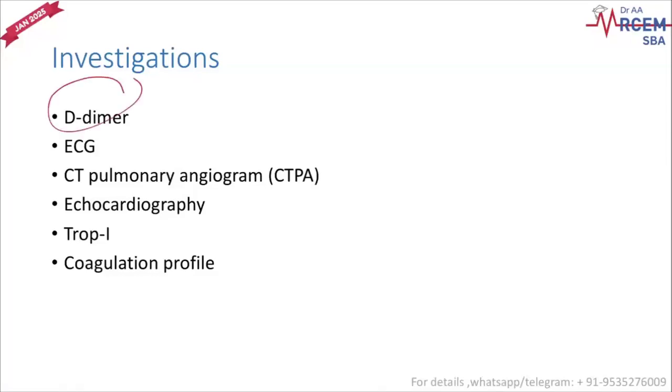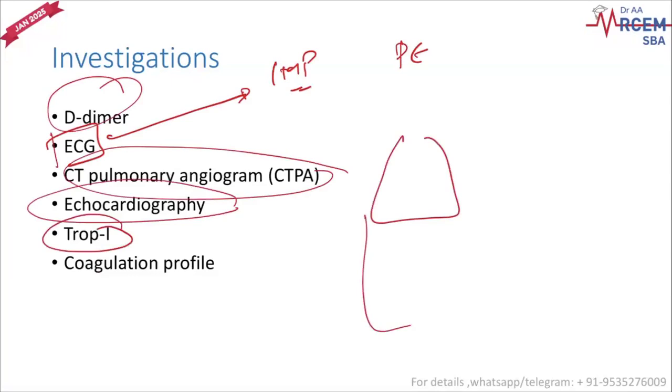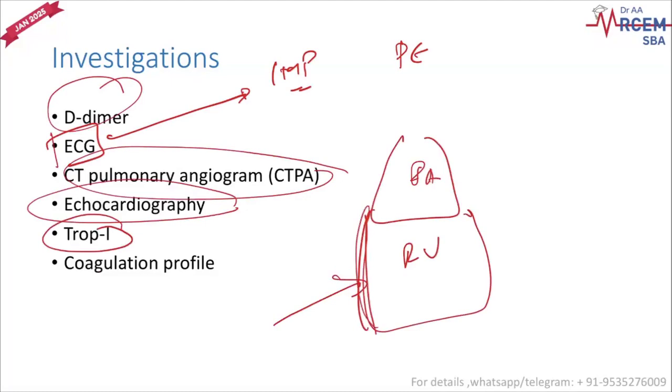Investigations: mainly the D-dimer and CTPA we have spoken about. ECG is important, especially in PE, because when there is a large thrombosis present, RV strain patterns can be seen. Classical ECG patterns can be seen; I'll be discussing them. Echo, I have discussed with you. Troponin I, mainly because if there is a massive PE, there will be RA and RV dilatation. When there is RA and RV dilatation, the myocardium gets stretched and breaks down. The breakdown will cause an increase in troponin I. So one of the causes for raised troponin I is a massive PE.